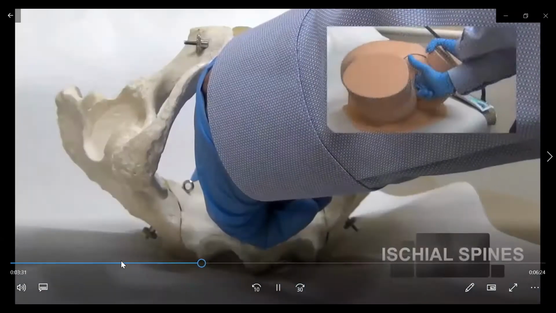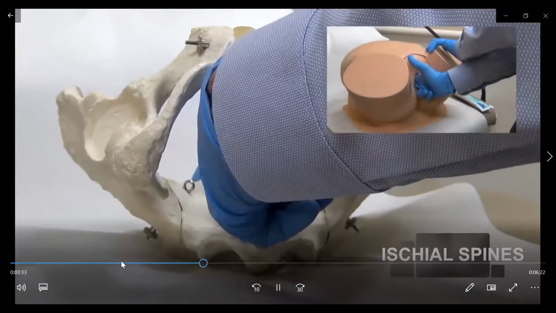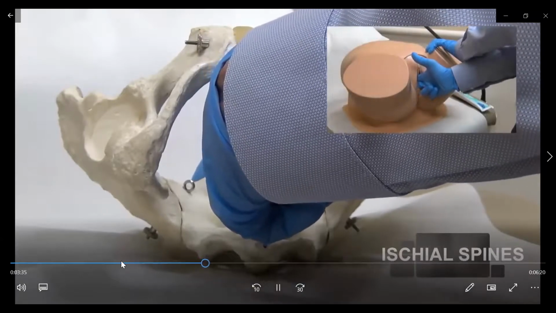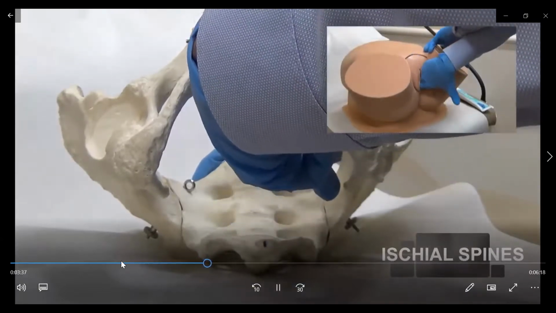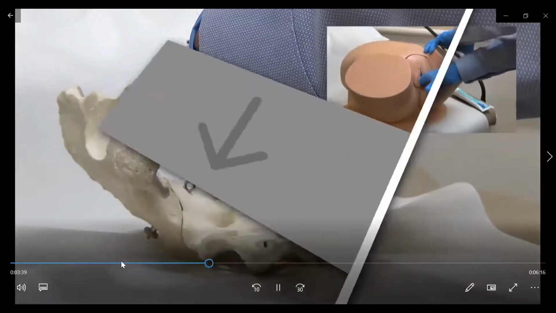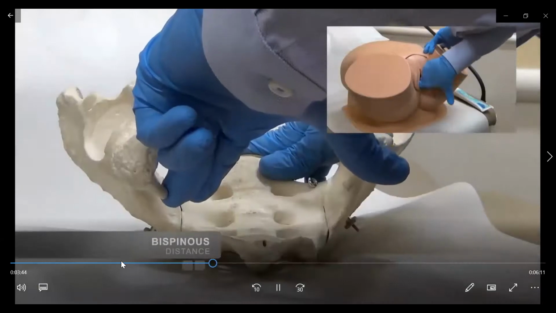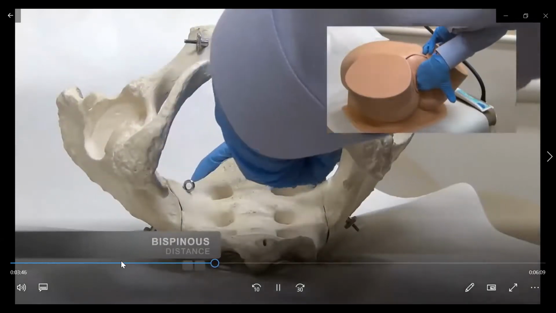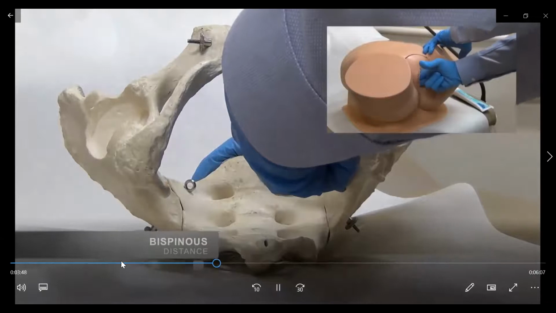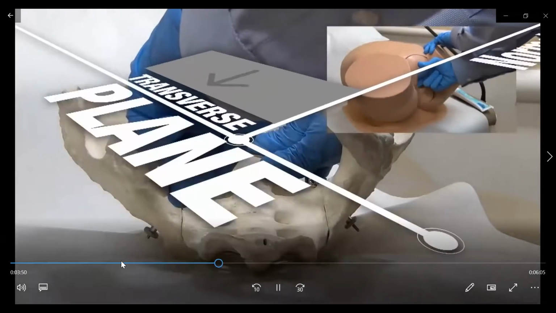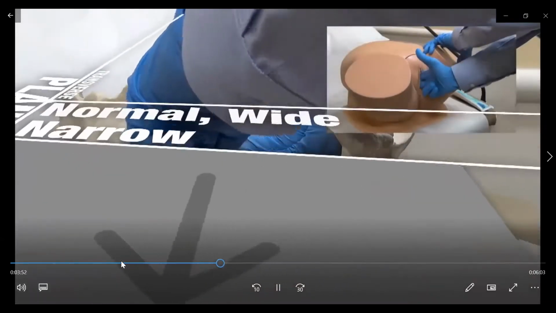The midline of the pelvis is examined next by slightly removing the fingers from the vagina, elevating forward and feeling the ischial spines of the pelvis. The spines are described as prominent or blunt. At this point, a generalized assessment of the bispinous diameter is made, which is helpful in assessing if the transverse plane of the pelvis is narrow, wide, or neutral.